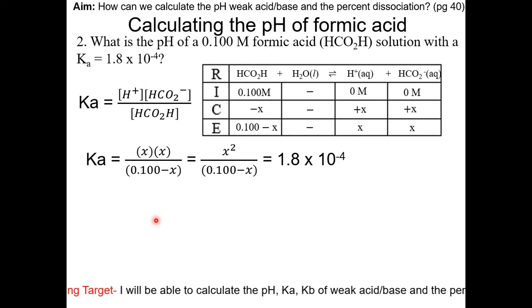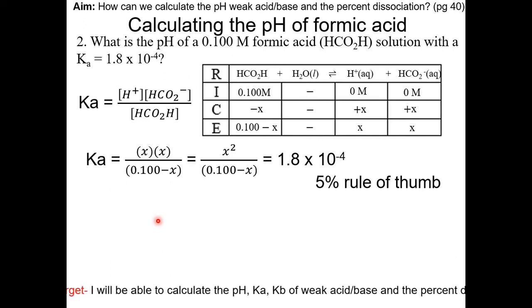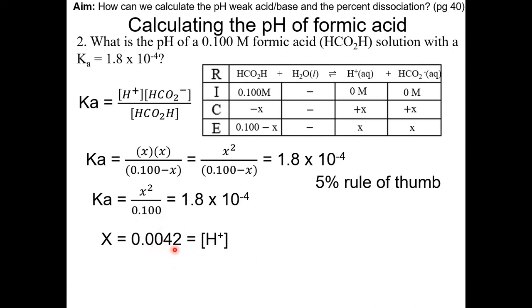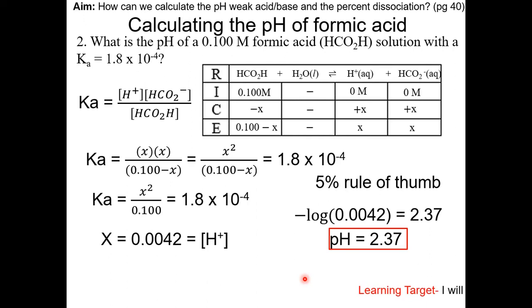To avoid using the quadratic equation, we're going to use the 5% rule. We get X as 0.0042, which is the hydrogen ion concentration. To get the pH, we take the negative log of the hydrogen ion concentration, and we get pH as 2.37.